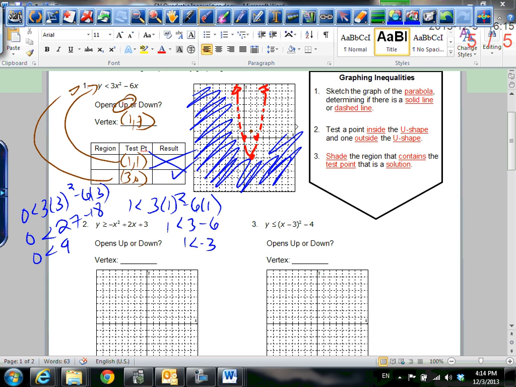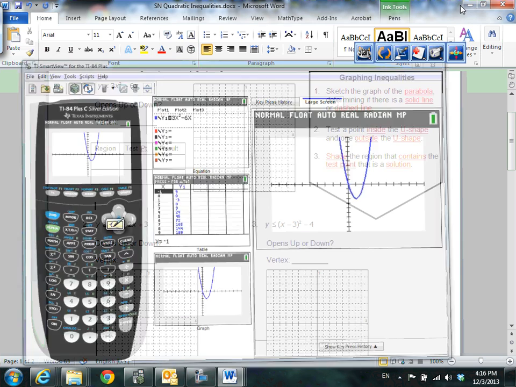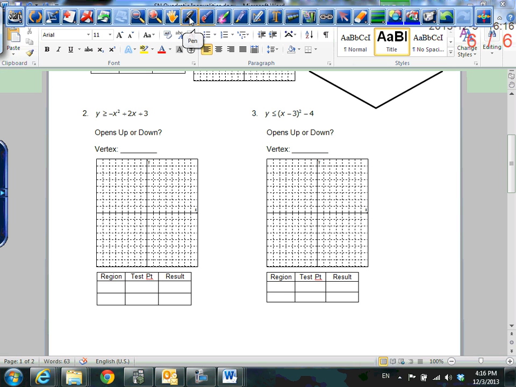And that's really the entire lesson. You first sketch it, then you pick a point on the inside or outside, then you shade wherever the statement is made true. Okay, so that's that. I'll do another one here. Let's go and do, why not, number 3. So we go ahead and graph it.